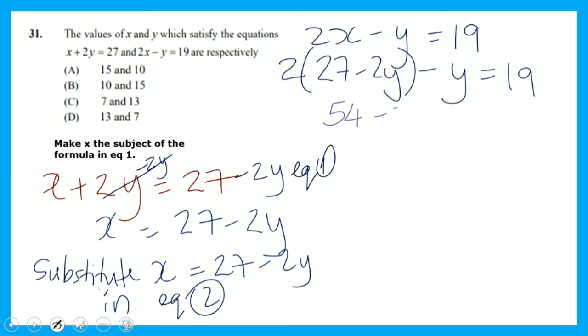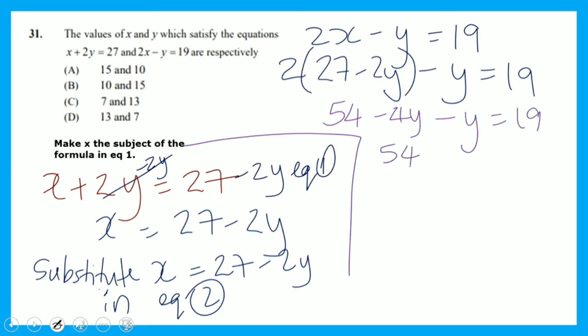Expanding, we get 54 minus 4y minus y equals 19. We can simplify that negative 4y minus y, and we will get 54 minus 5y equals 19. Of course, get rid of this 54. That's minus 54. Negative 5y equals negative 35.